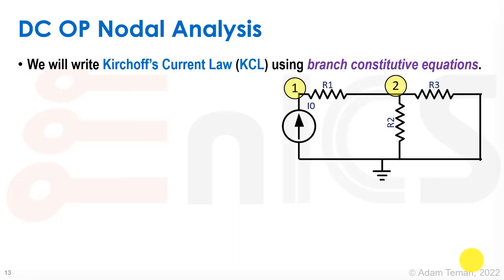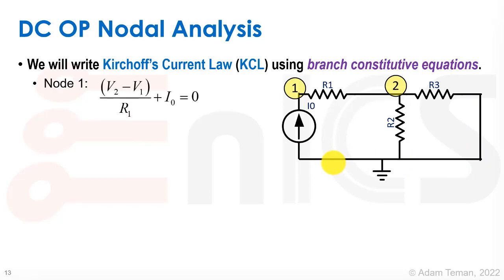Let's write Kirchhoff's current law, KCL, using what we call branch constitutive equations. I gave a circuit over here that has three resistors, R1, R2, and R3, and one current source. We decided to call this node number 1 and this node number 2. Pay attention that those are the only two nodes in this circuit. The third node is ground, right? It's 0. There are only two voltage potentials that are non-zero in this circuit.